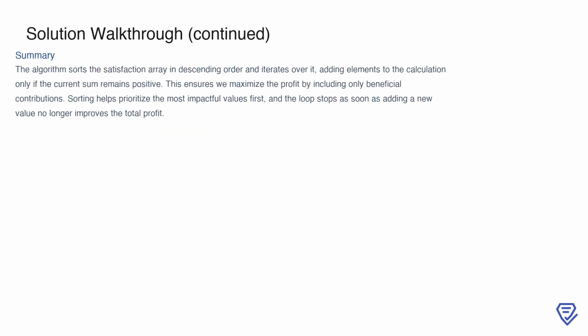The algorithm works by sorting the satisfaction array in descending order and iterating through it to include elements only if the current sum remains positive. This strategy ensures that we maximize the overall profit by considering the most impactful values first. By stopping the loop as soon as adding a value no longer improves the total profit, we avoid unnecessary calculations and ensure efficiency. Sorting plays a critical role in this process, as it prioritizes the highest contributions, making the solution both optimal and straightforward to implement.